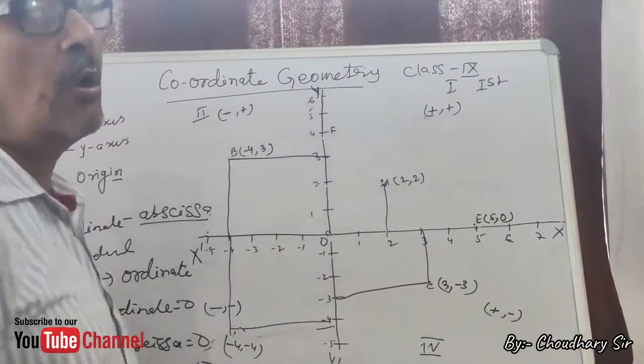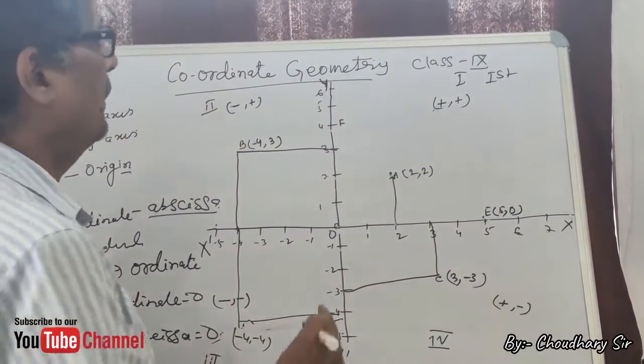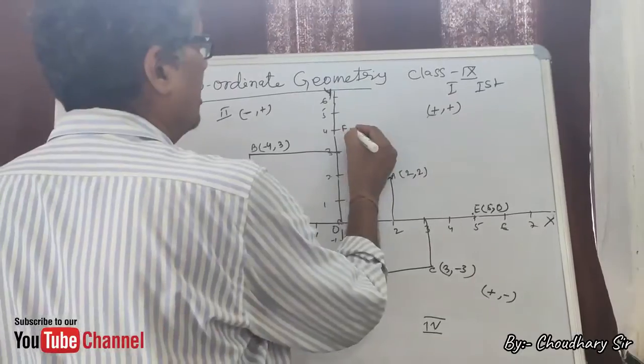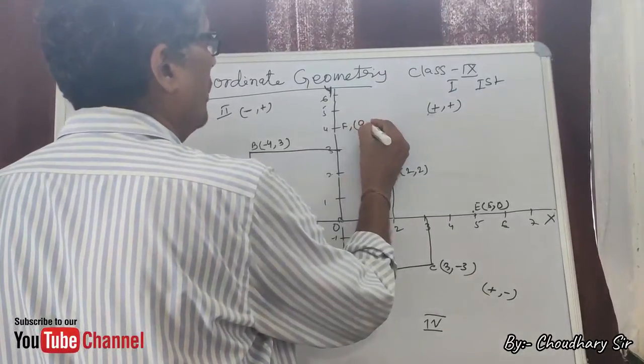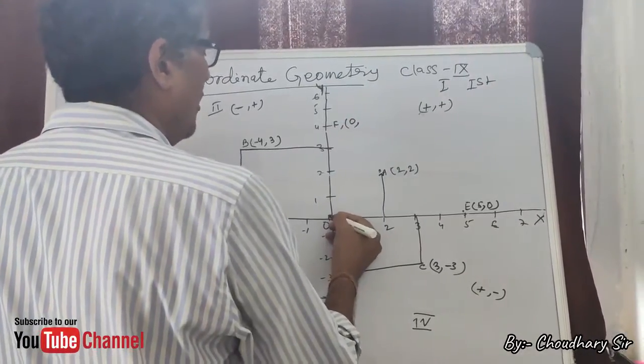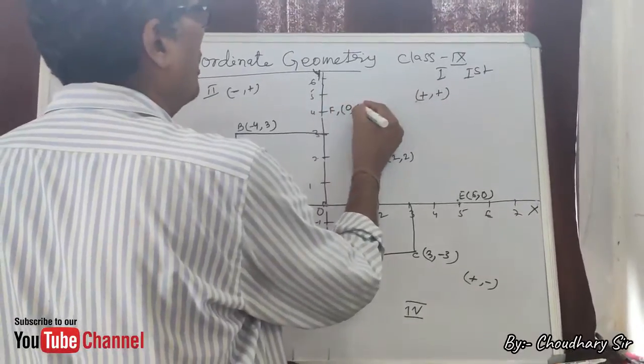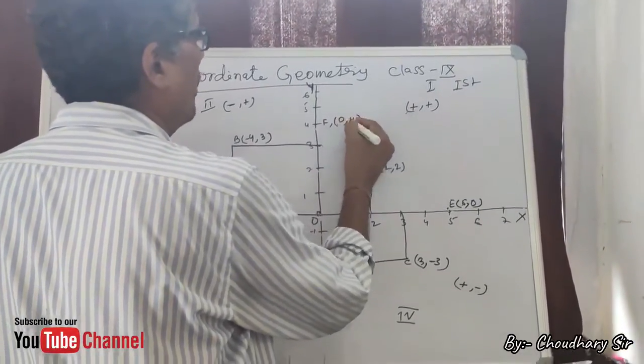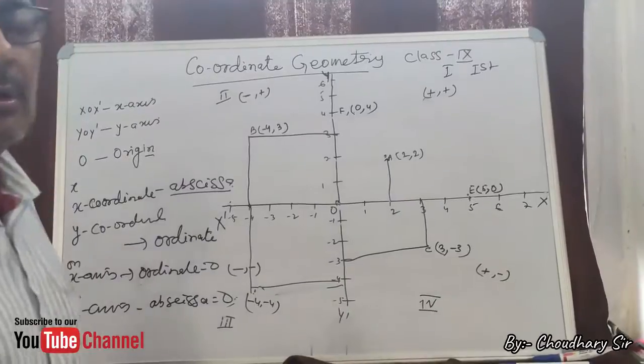Similarly, what is the coordinate of F? F is on the y-axis, so the x-coordinate is 0. And on the y-axis it is at 4. So the coordinate of F is (0, 4).